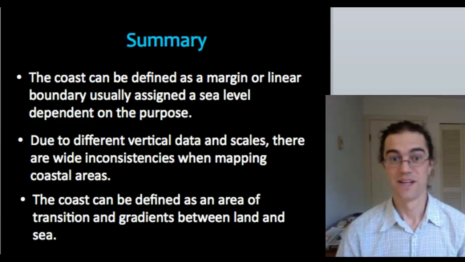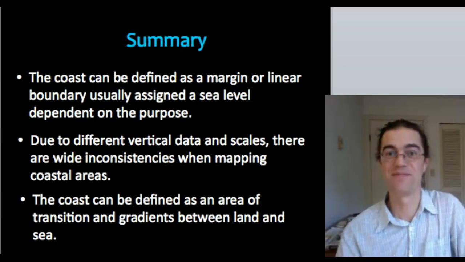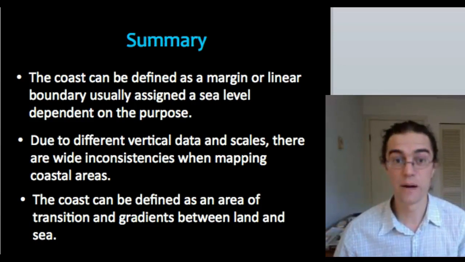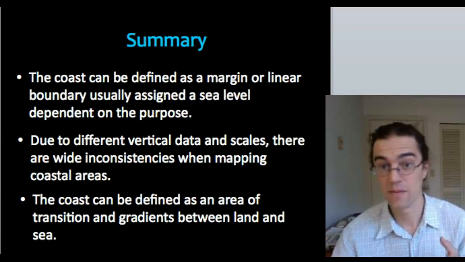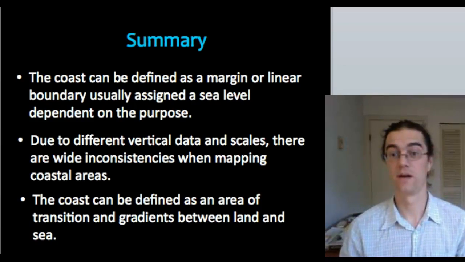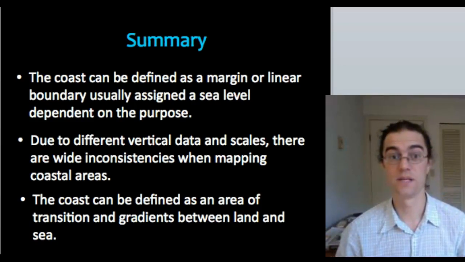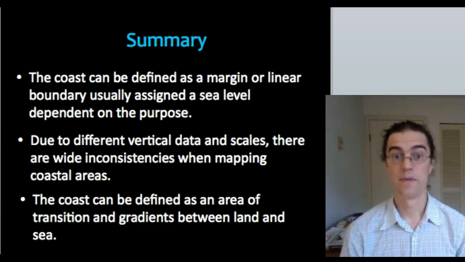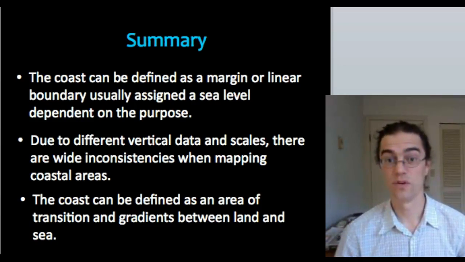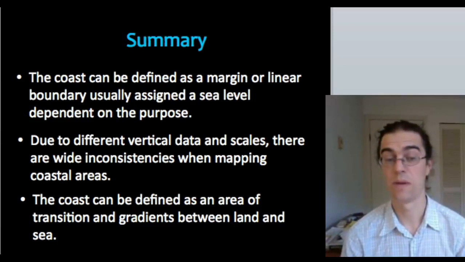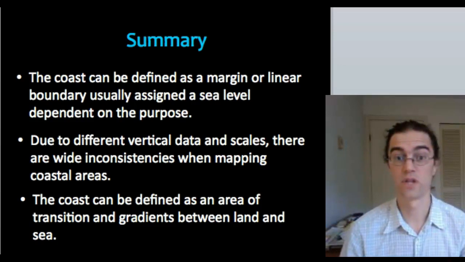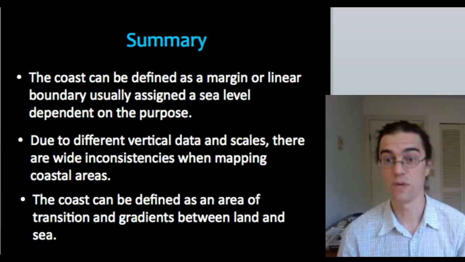But to summarize, the coast can be defined as a margin or linear boundary, usually assigned a sea level depending on the purpose. Right? We came across several problems in doing that. Due to different vertical data or scales, there are wide inconsistencies when mapping coastal areas. Along these lines, the coast can be defined as an area of transition or gradients between land and sea.